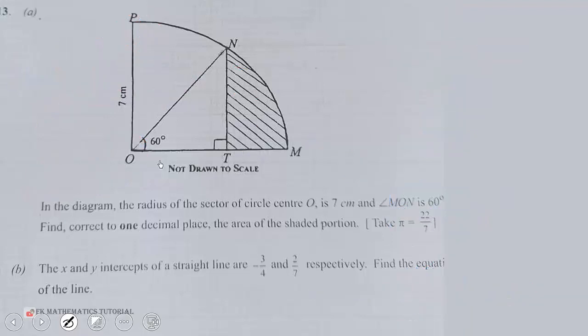Now to our final question. The x and y intercept of a straight line are negative 3 over 4 and 2 over 7 respectively. Find the equation of the line. So this is the x-intercept and this is the y-intercept. Now there is a formula that you can use. x over x-intercept plus y over y-intercept is equal to 1. As simple as that, straightforward.